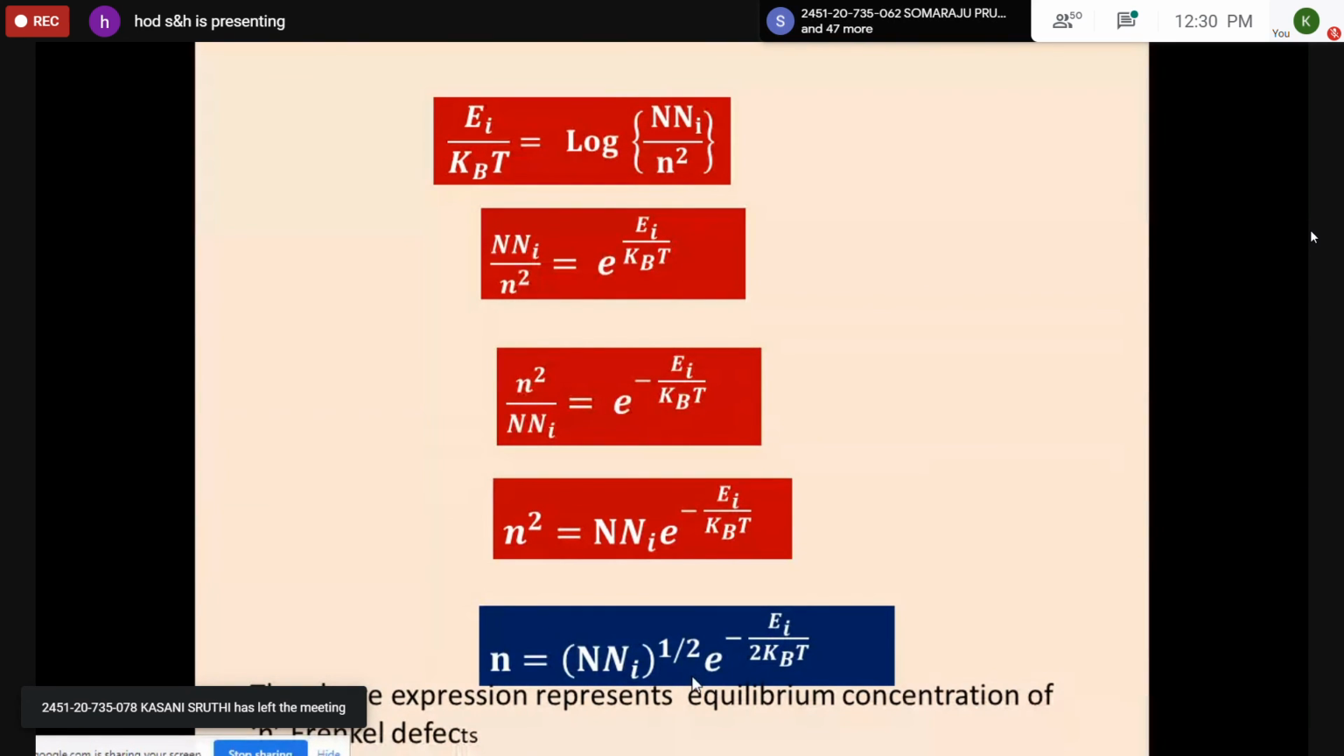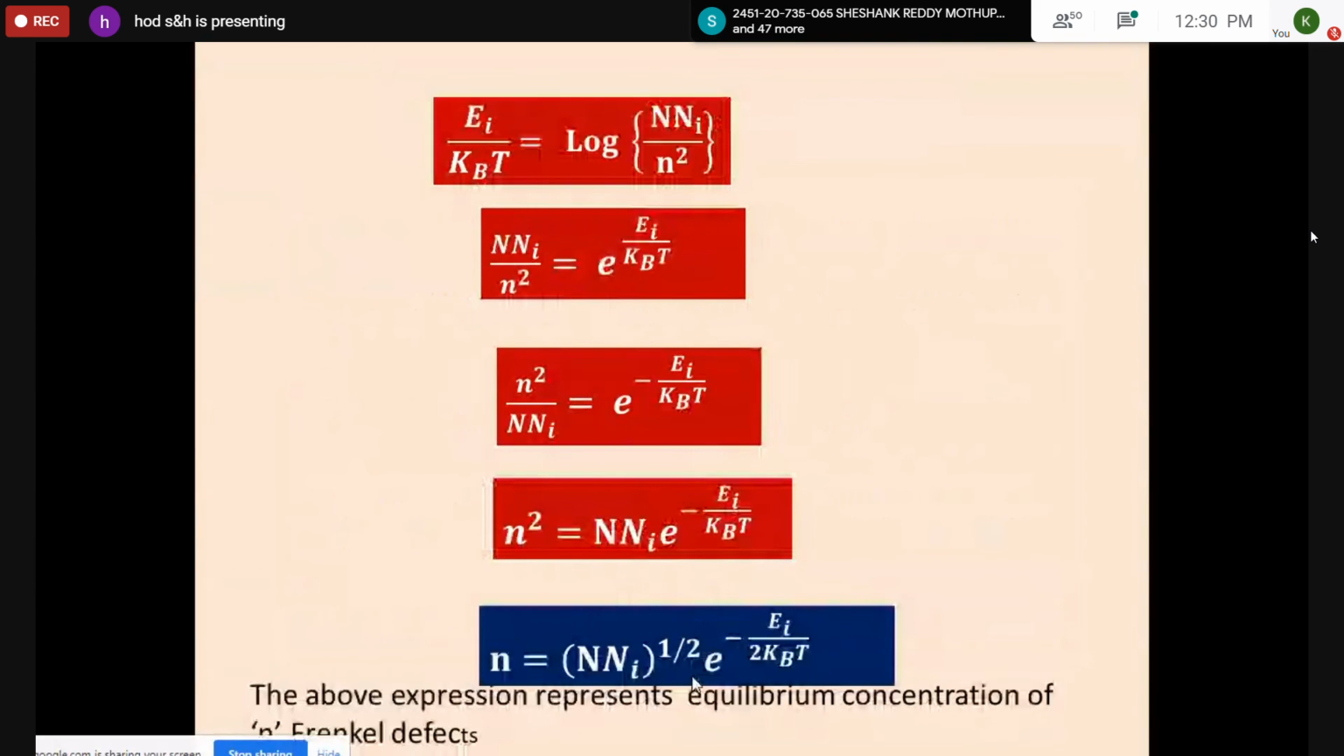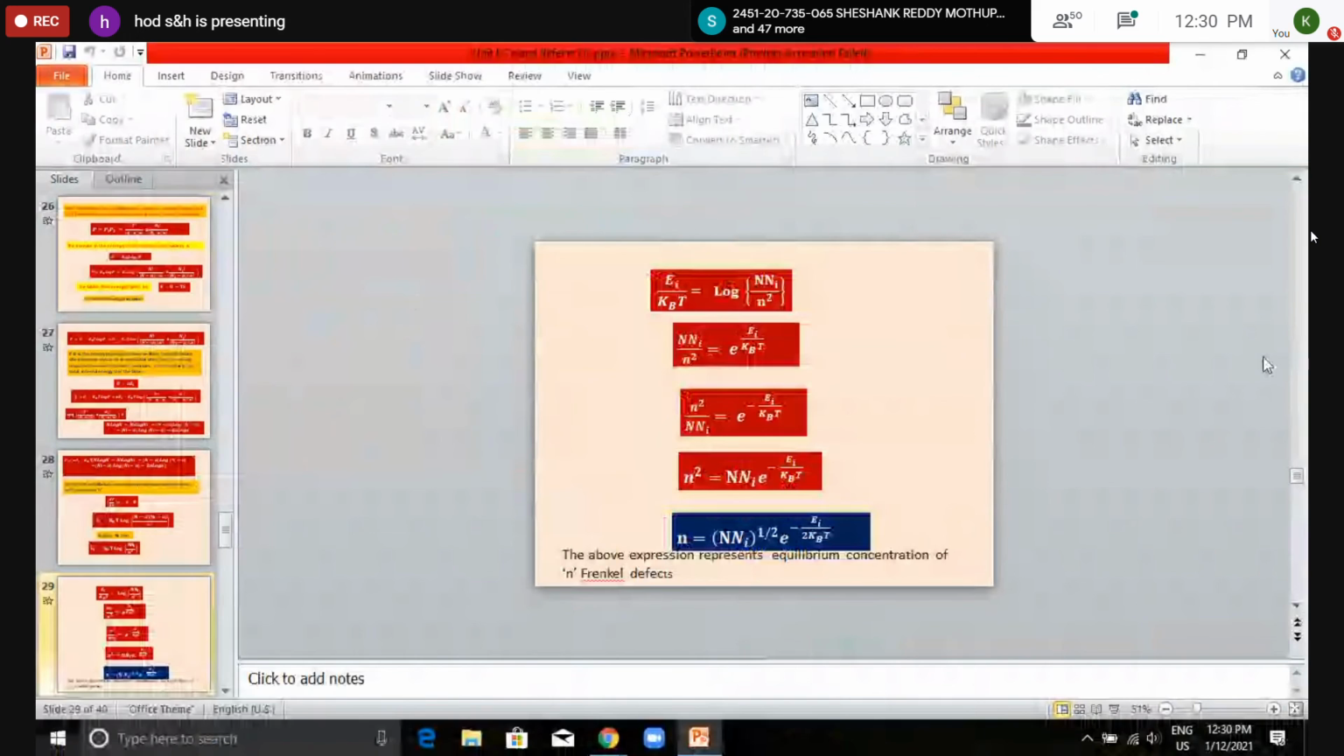So on paper today, after this class, you try these two derivations: Schottky defects in ionic crystals and Frenkel defects in ionic crystals. And in the next class, I'll explain line defects, edge dislocations, screw dislocations, and Burgers vector also.